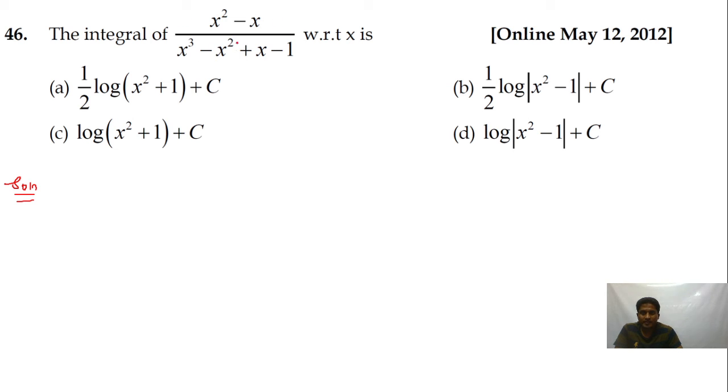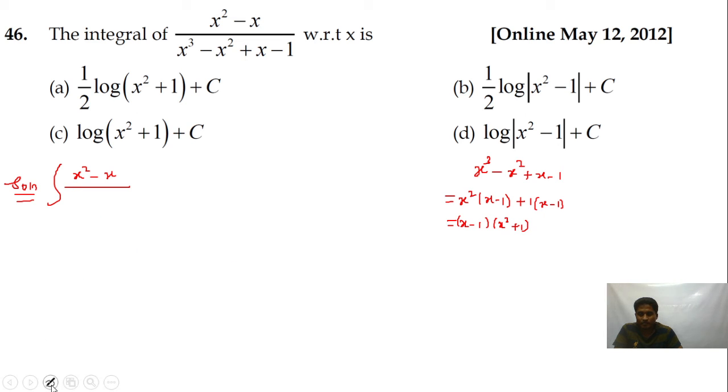I'm supposed to find the integral of this with respect to x. So this is integration of (x squared minus x). Okay, denominator, let us simplify: x cube minus x square plus x minus 1. First two terms, I am going to take x square common, you get x minus 1, plus 1 common, you get x minus 1. (x minus 1) into (x square plus 1).